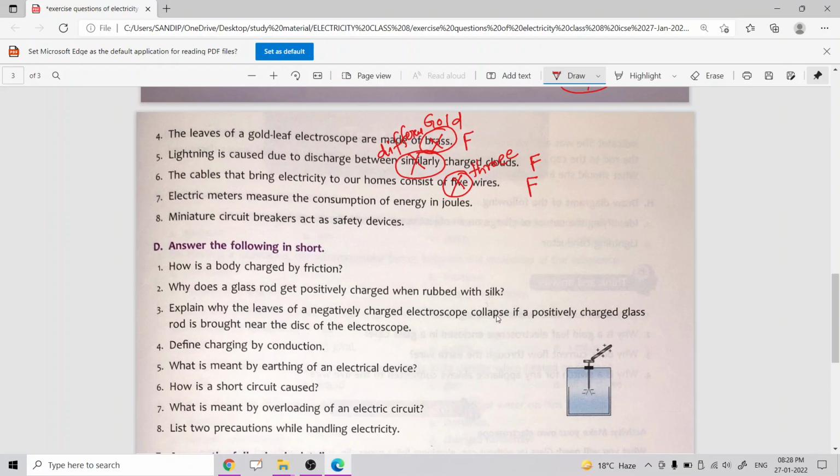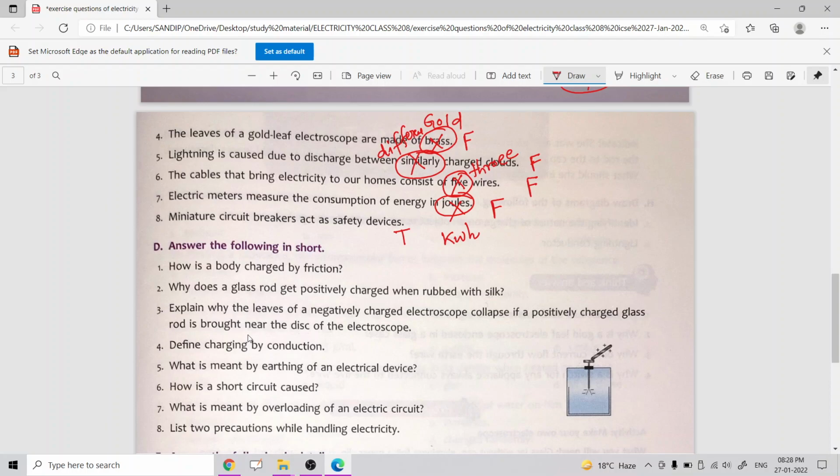Now the next one is, electric meters measure the consumption of energy in joules. Okay, it is also false. The correct statement is actually, electric meters measure the consumption of energy in kilowatt hour. Okay, and the last one is, miniature circuit breakers act as safety devices. That is true. Okay, MCB, in general, means miniature circuit breaker. MCB acts as a safety device.